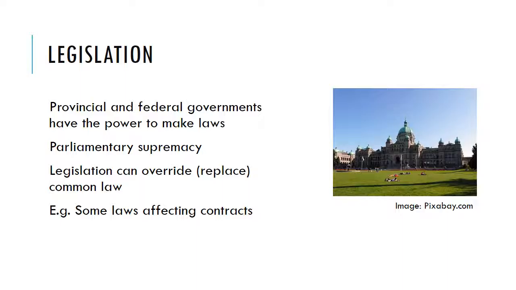An important part of our legal system is legislation. These are laws enacted by our governments. Both provincial and federal governments have the power to make laws under our Constitution. Also, because of the concept of parliamentary supremacy, those laws can override common law. A good example of legislation is the myriad of laws written by governments that affect contractual relations, such as the BC Sale of Goods Act and the BC Business Practices and Consumer Protection Act.